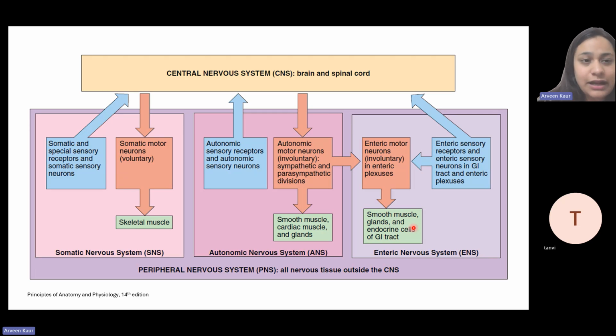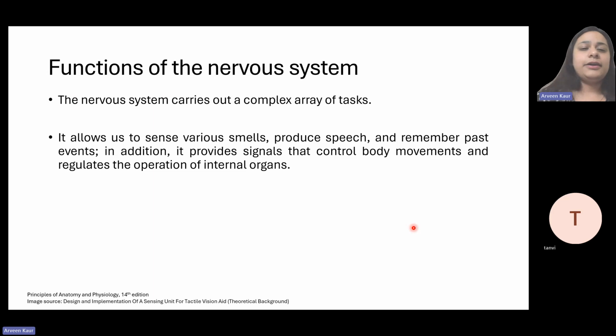Due to which also, this enteric nervous system actually has a huge number of neurons that are only dedicated to the GI tract, which is why it was separated as another kind of subclassification itself, right? So then we can look at the functions of the nervous system, right?